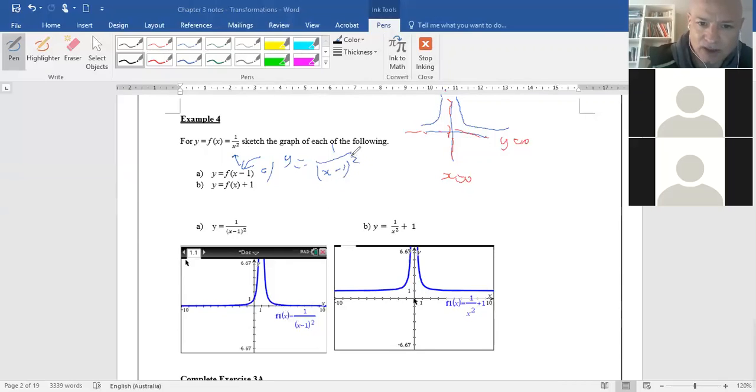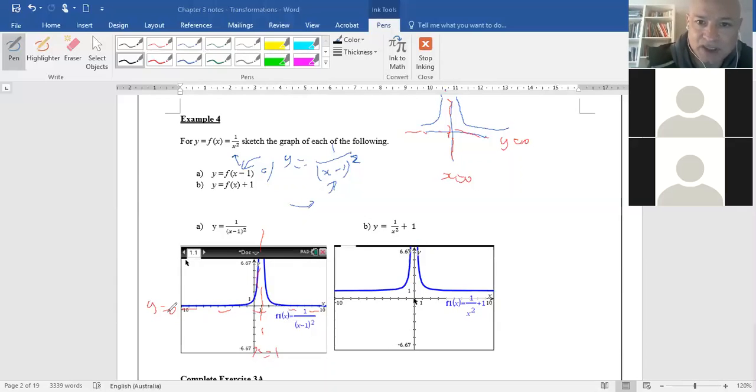So this is still a truncus because it's a squared, but we are translating it 1 unit in the positive x direction. So we get our asymptote at x equals 1. Still a truncus, just moved there, and of course the asymptote is still at y equals 0.